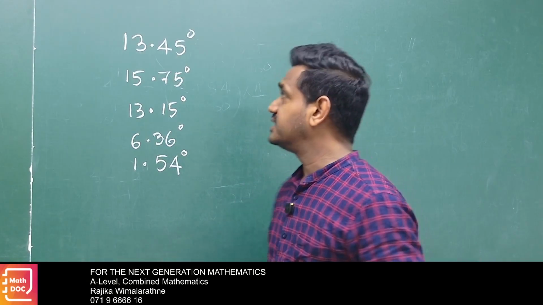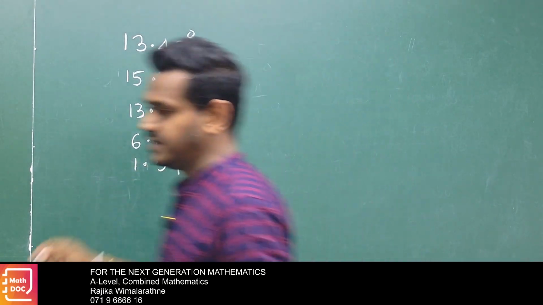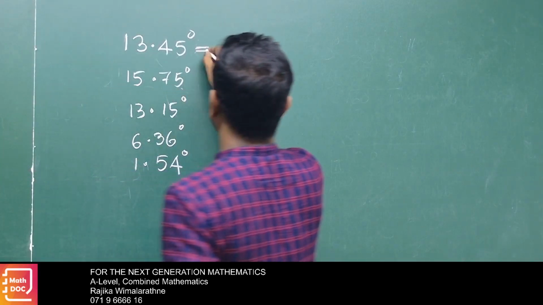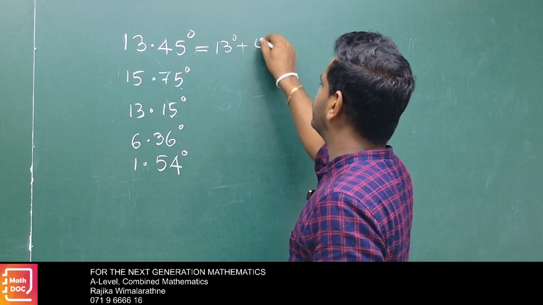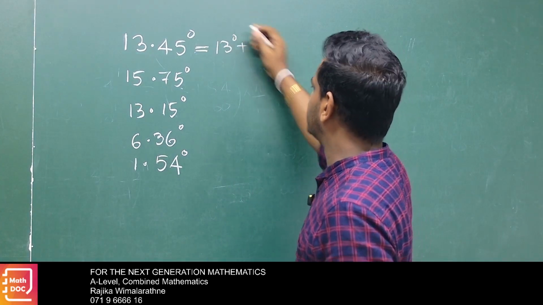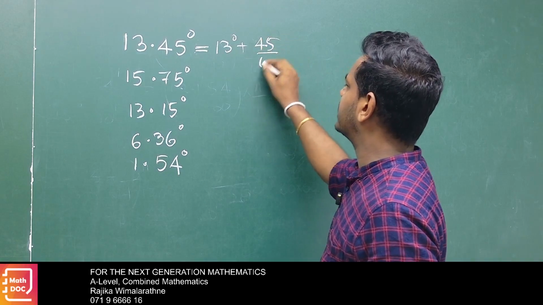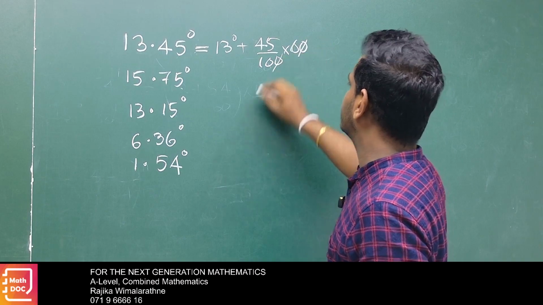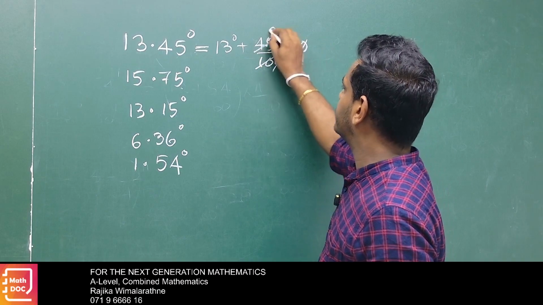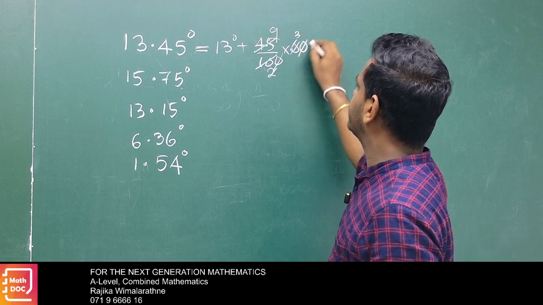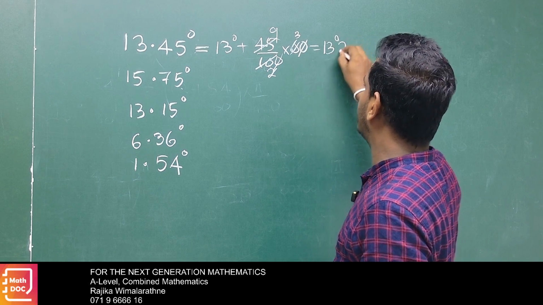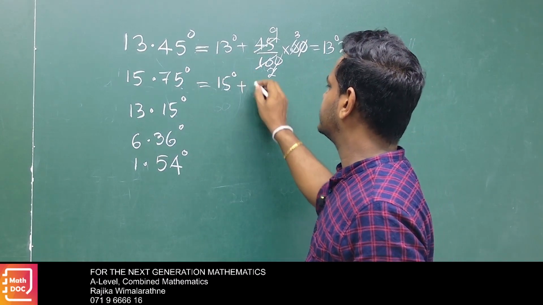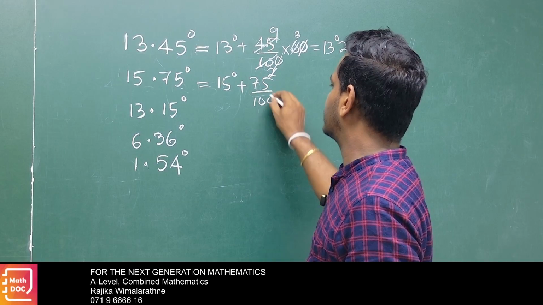Okay, time's enough. Check your answers. Here 13 degree 45, 0.45 times 60 gives 27 seconds. So 13 degree 27 minutes... Then 15 degree 75 over 100 times 60.